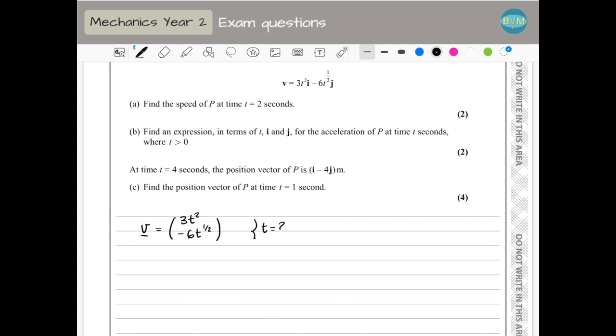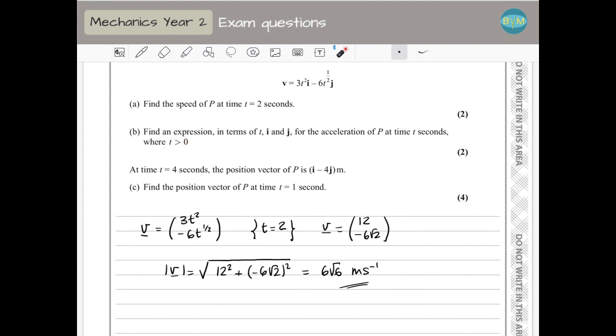When t is 2, I just substitute in both, and my vector velocity in that case is going to be 2 squared times 3, which is 12, and root 2 times minus 6 is minus 6 root 2. So that's my vector velocity, and the magnitude is going to be the square root of both components squared. So I have 12 squared plus minus 6 root 2 squared, and this is 6 root 6. And this is speed, so it's meters seconds minus 1.